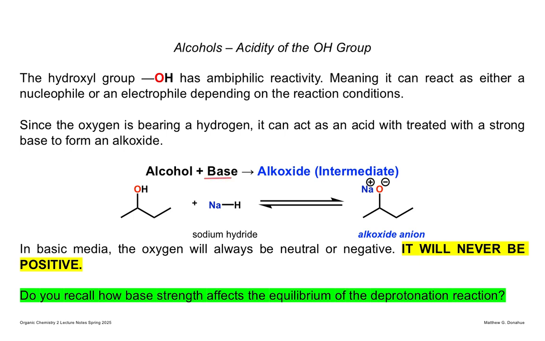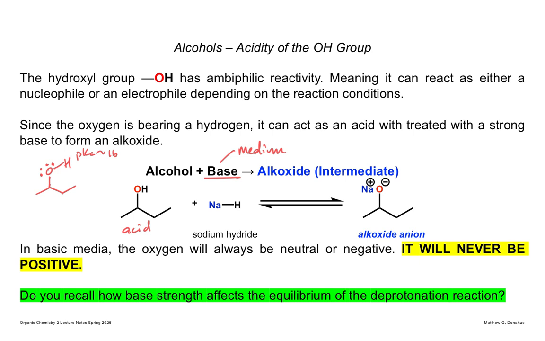So under basic medium, the OH group, the H is now acting as an acid. So it's got to give up a proton, and the most acidic proton is the one bonded to the oxygen. So I'll expand this out. So the pKa is about 16.